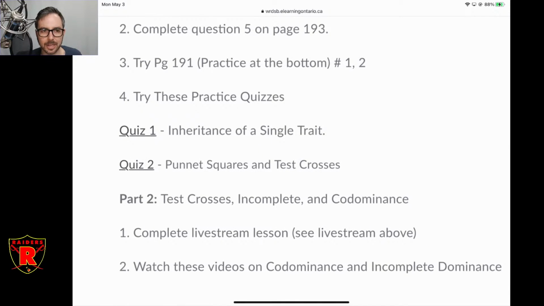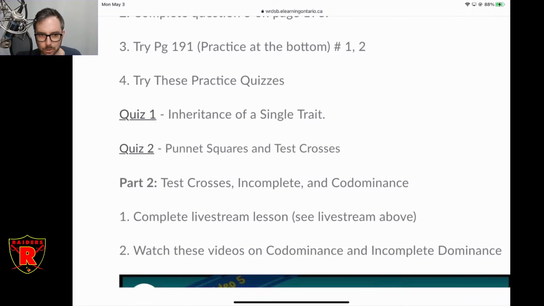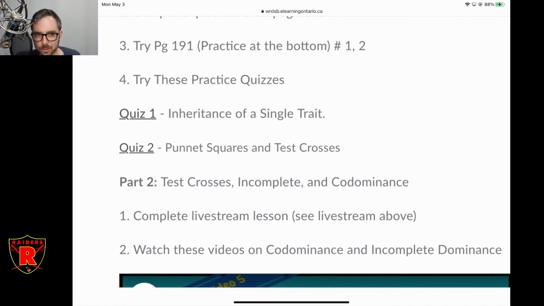Okay, do you get it? Are you okay in analyzing the inheritance of a single trait? This is regular complete dominance. Okay, and can you use Punnett squares? Do you know what a test cross is and how to use it? Okay, that's the first part.